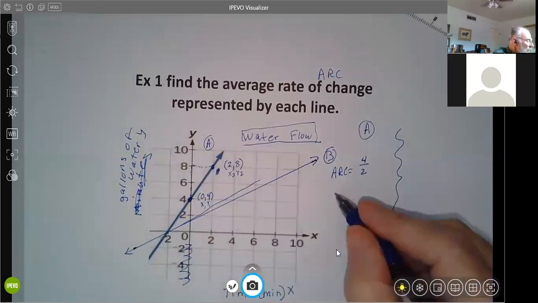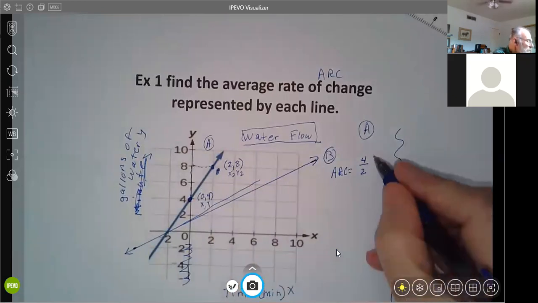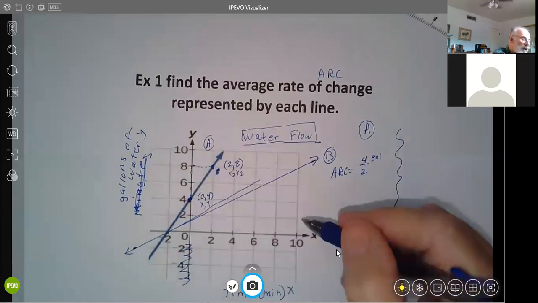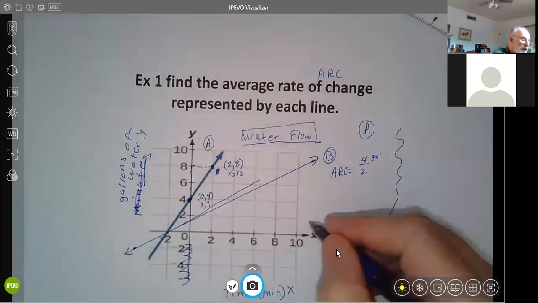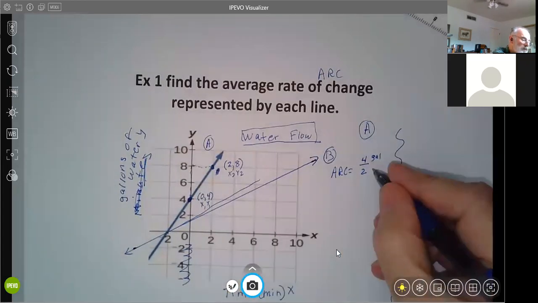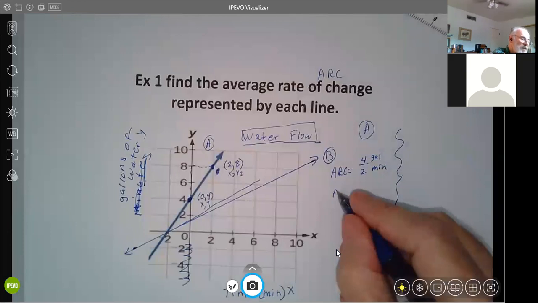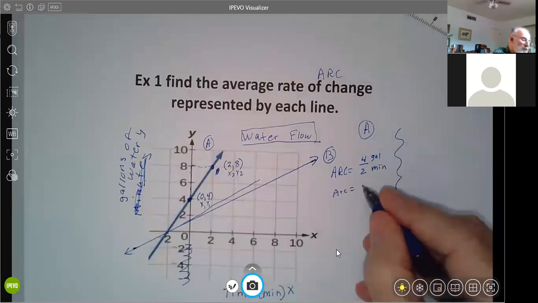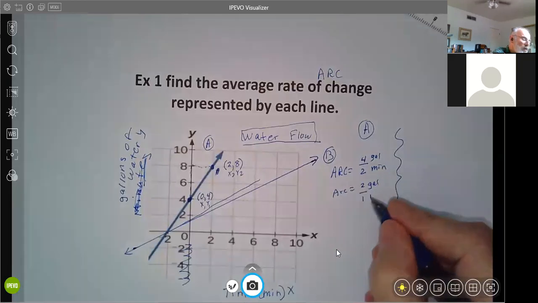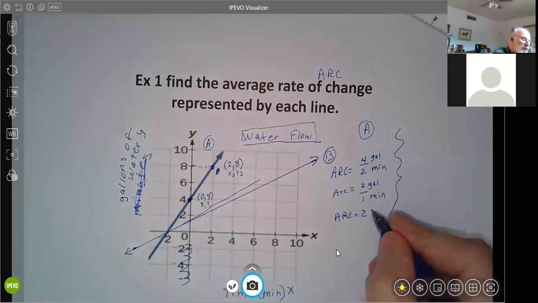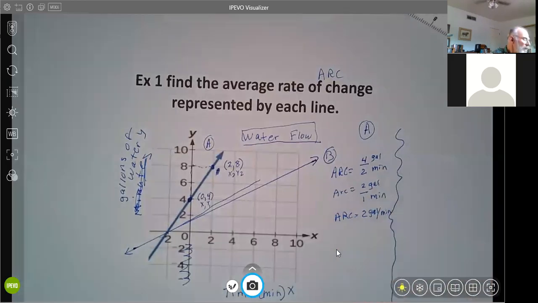So the average, and remember these are gallons, 4 gallons. So we're going up for the rise, and then the run is going to the right. So that's going to be minutes. So you can simplify this as 2 over 1, so 2 gallons over 1 minute, or we can call it 2 gallons per minute. Okay, 2 gallons per minute.